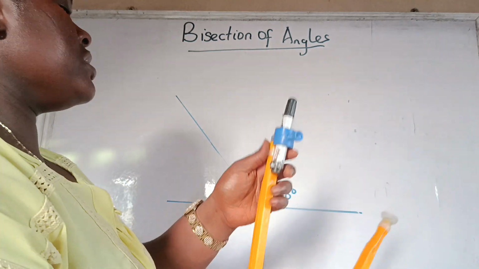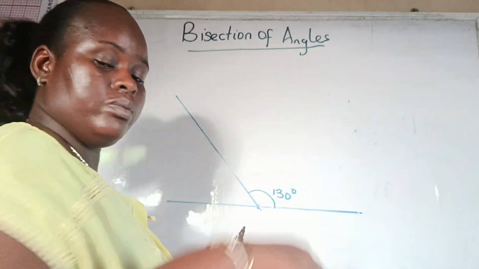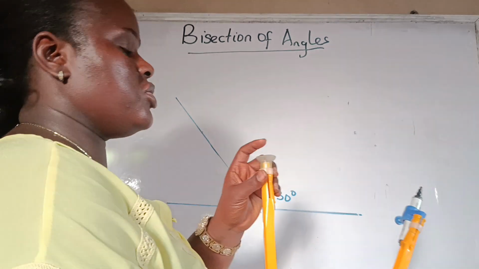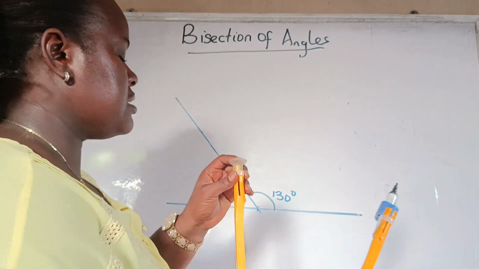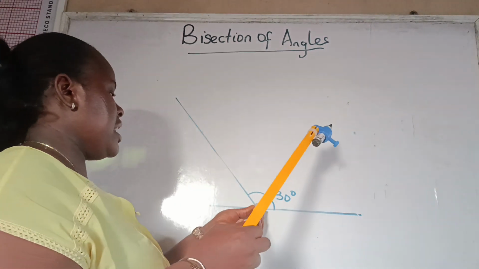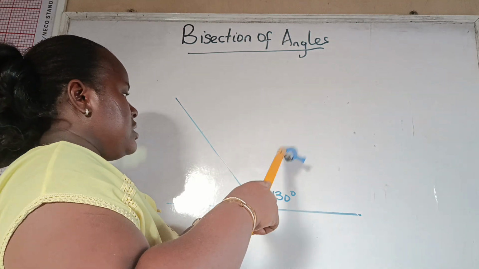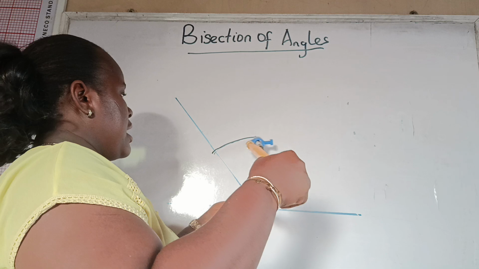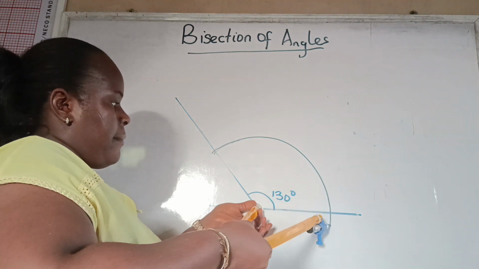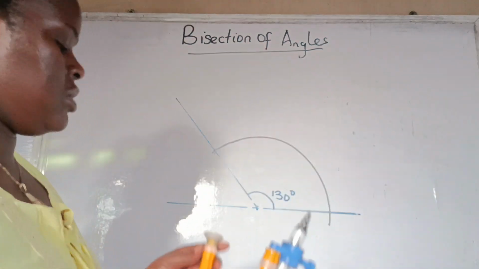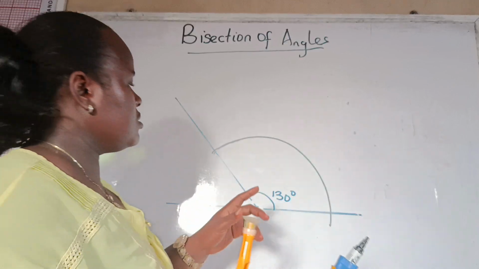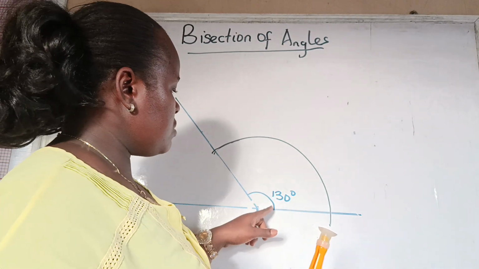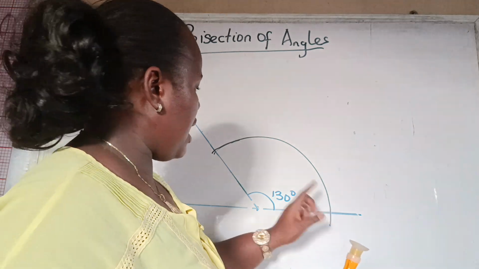The first thing we do is to use the pin mouth of your compass. You place it at the origin, open this to any radius of your choice, and make an arc. Now you have made an arc. You will use the same pin mouth. The arc must have intersected the two lines that form that angle, here and here.